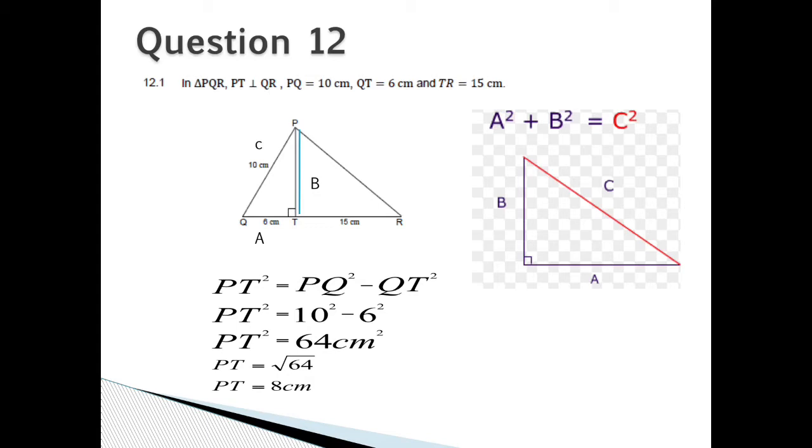We can use the theorem of Pythagoras, where a squared plus b squared is equal to c squared, where c is the hypotenuse. PT squared is equal to PQ squared minus QT squared. PT squared is equal to 10 squared minus 6 squared. PT squared is equal to 64 centimeters squared. If you work out the square root of 64, PT is equal to 8 centimeters.